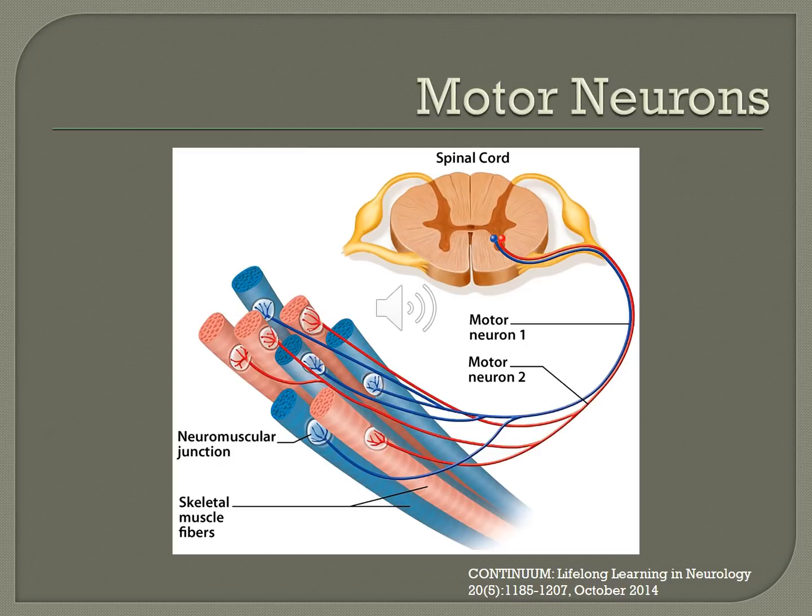So this is just another picture looking at the lower motor neuron. So you can see the motor neurons are located in the ventral horn of the spinal cord. They exit through the ventral root and then they join with the peripheral nerve that then innervates the specific skeletal muscle. When the lower motor neuron activates the skeletal muscle, then the skeletal muscle will contract.